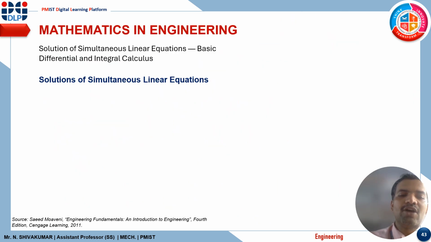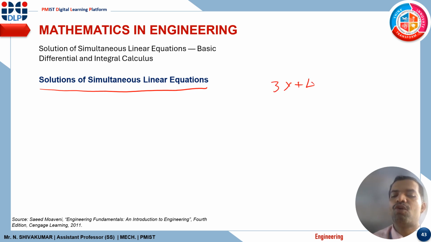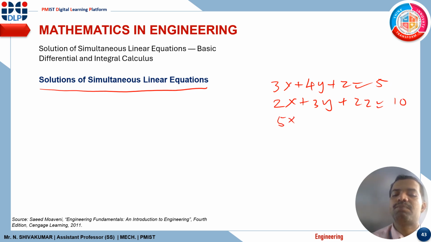So the next topic is solution of simultaneous linear equations. An example, say for example: 3x plus 4y plus z equals 5. 2x plus 3y plus 2z equals 10. 5x plus 4y plus z equals 7.